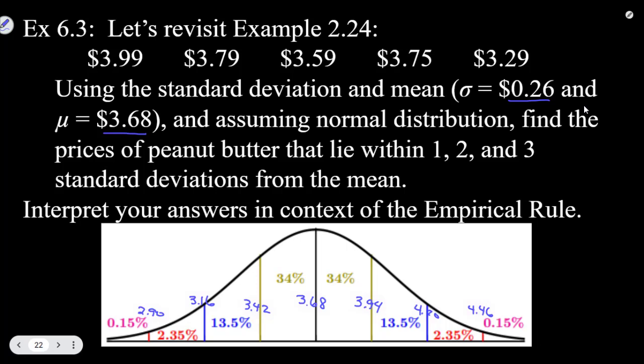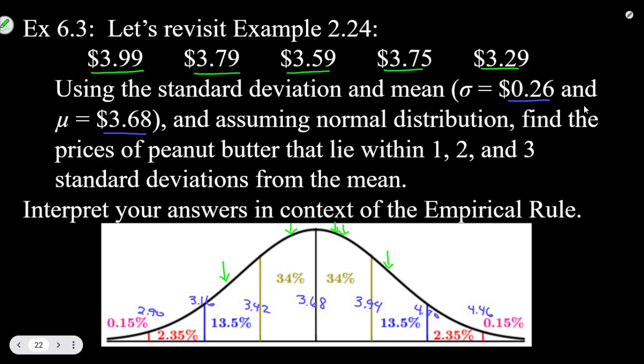So how do our prices compare? $3.99 is going to be in this range right here, just a little bit above 1 standard deviation. $3.79 is going to be in this range right here, probably about in the middle of that. $3.59 is going to be in this range right here, in that first standard deviation below the mean. $3.75 is going to be, again, in that area, pretty close to that other green arrow. And then $3.29 is going to be over here to the left in this region of the graph.